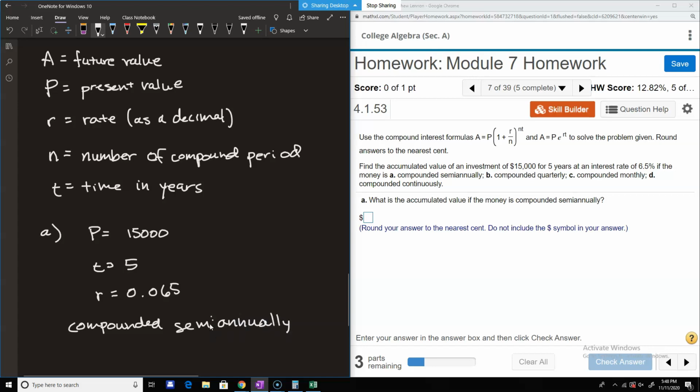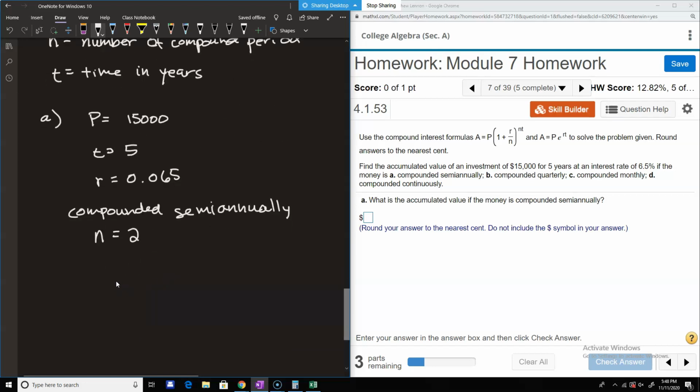So we didn't see N appearing in any place, but these code words will indicate the number of compound periods. So how many times per year does semi-annually mean? Twice per year or once every 2 years? Twice per year. Very good. So N would equal 2. If you said biannually, it would be every 2 years, and then I guess you would say N is 0.5 in that case.